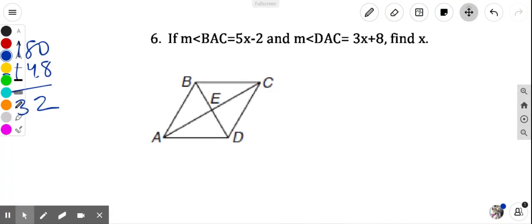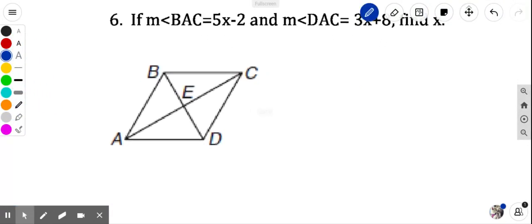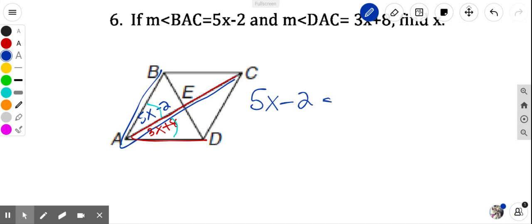Okay, and this last example is: you're given BAC is 5x minus 2, and DAC is 3x plus 8. We're asked to find x. So we have to think about what we know about these angles. Well, we just talked about how the angles that are next to each other are equal because the diagonals are angle bisectors. So we're just going to set these two equal to each other. We're going to have 5x minus 2 equals 3x plus 8. We're going to solve for x.